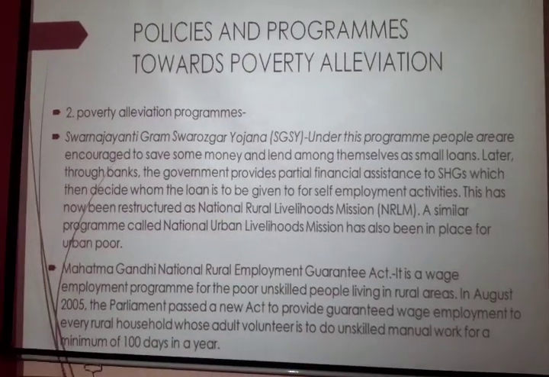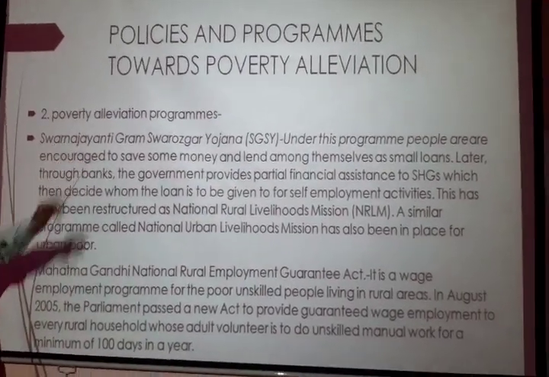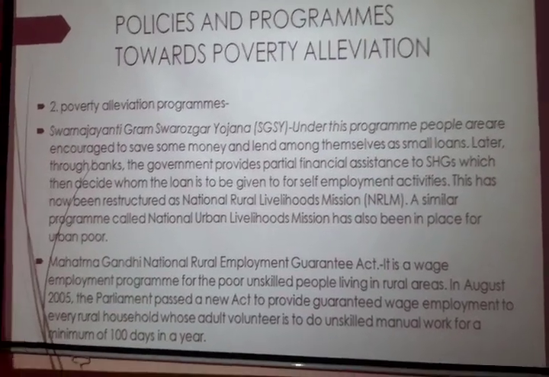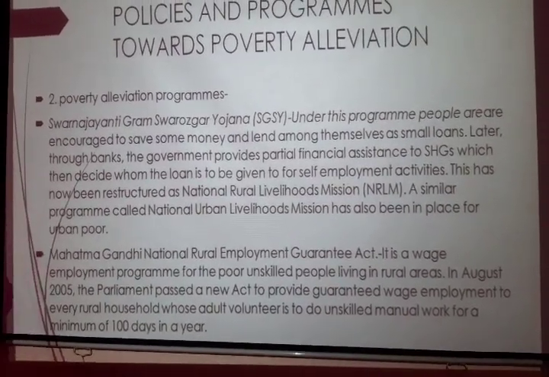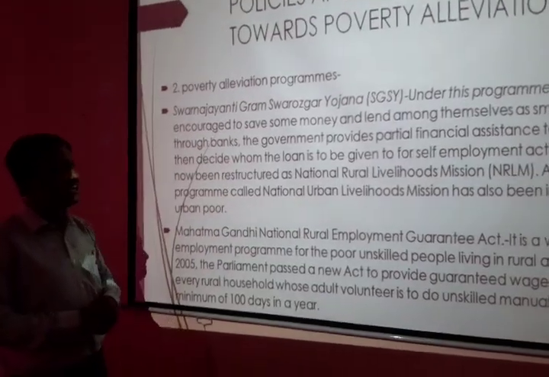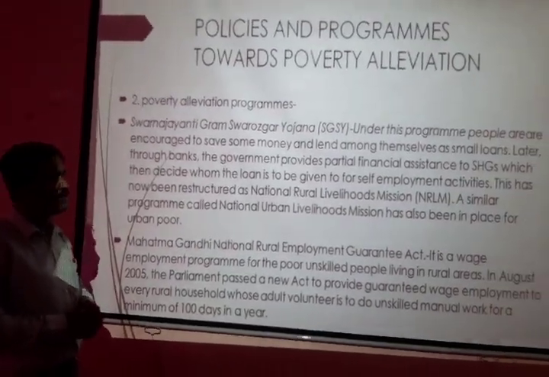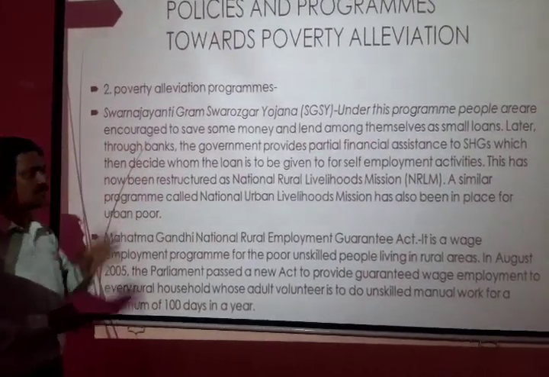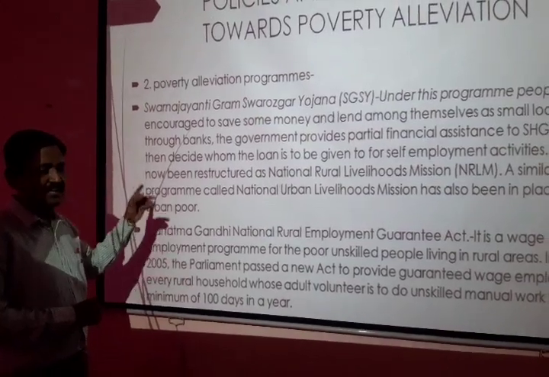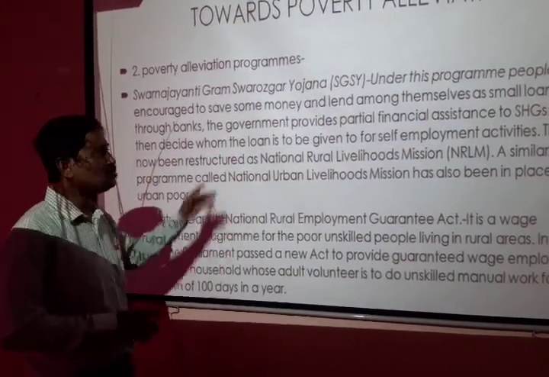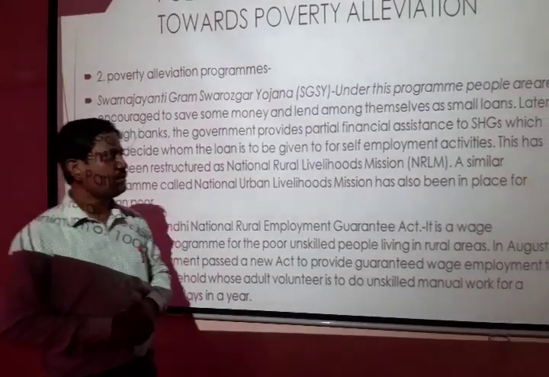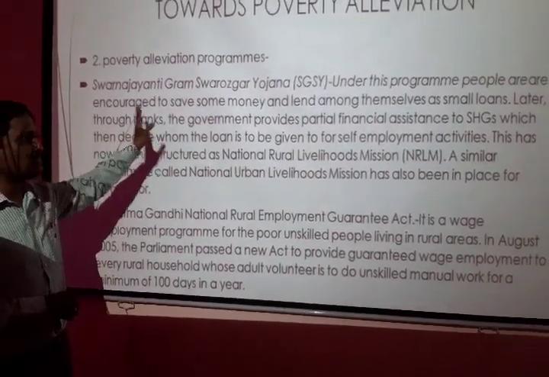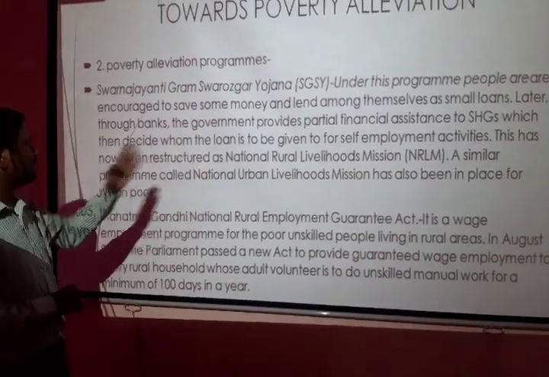Among the poverty alleviation programs is the Swarnajayanti Gram Swarozgar Yojana. Under these programs, people are encouraged to save some money and lend among themselves as small loans. The government encourages people to save. How? Through small self-help groups.